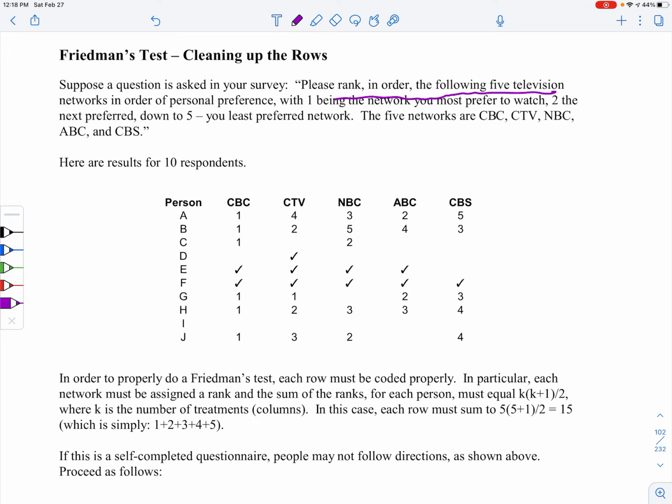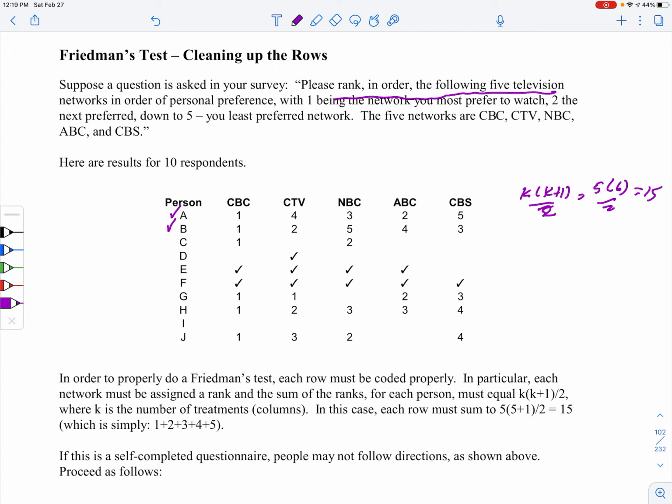Now, what I want you to notice about these ones here is that remember that each row must add up to k times k plus 1 divided by 2. So in this particular case, that would be 5 times 6 divided by 2, which is equal to 15, which are just the numbers 1 plus 2 plus 3 plus 4 plus 5. So we take a look at this, and what we see is that this is good. Person 1 did it correctly. Person 2, person B, did it correctly. But person C only ranked their top 2.